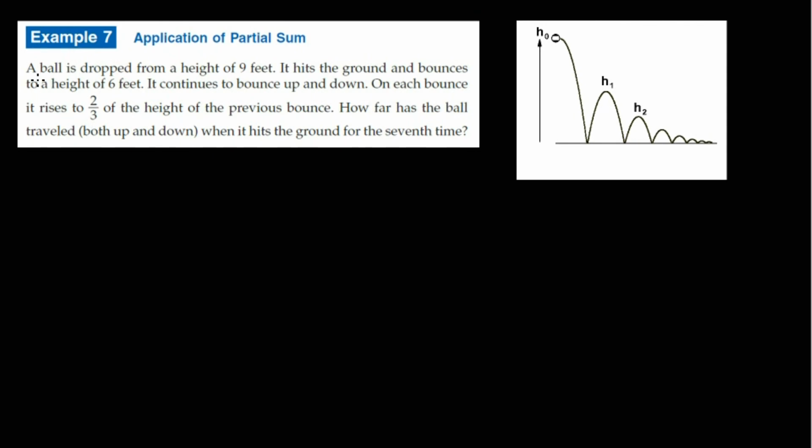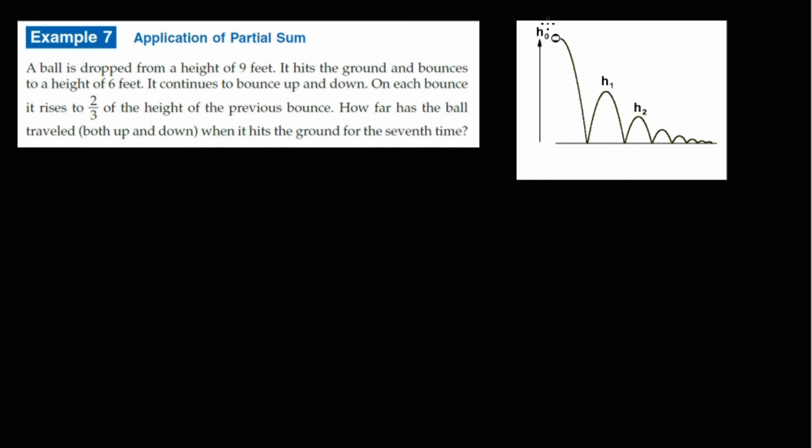For this last example, a ball is dropped from a height of 9 feet, and it hits the ground and bounces to a height of 6 feet. It continues to bounce up and down. On each bounce, it rises to 2/3 of the height of the previous bounce. How far has the ball traveled both up and down when it hits the ground for the 7th time?